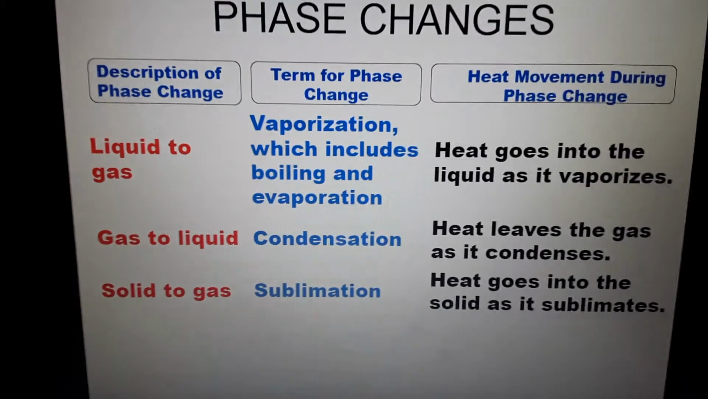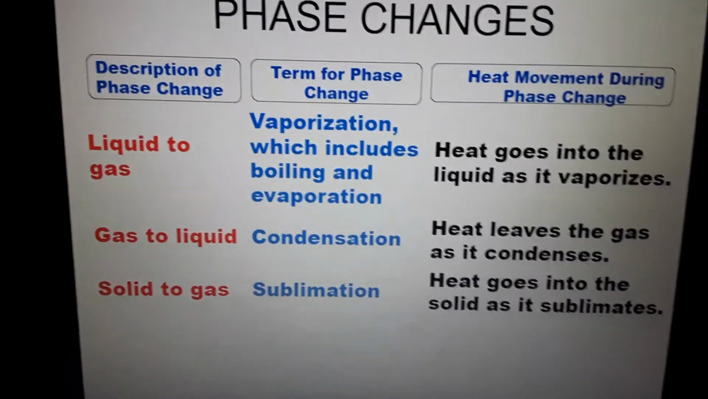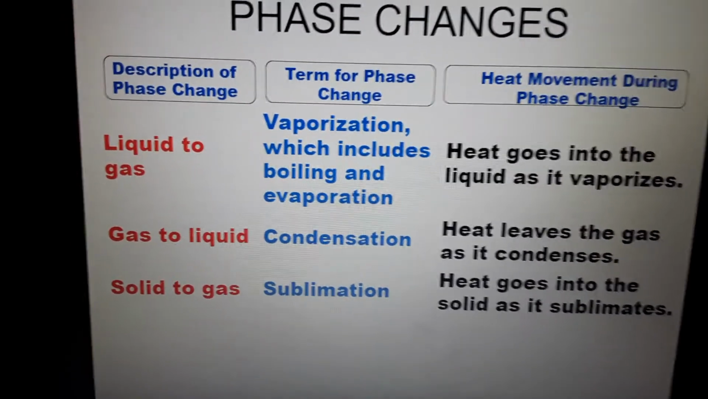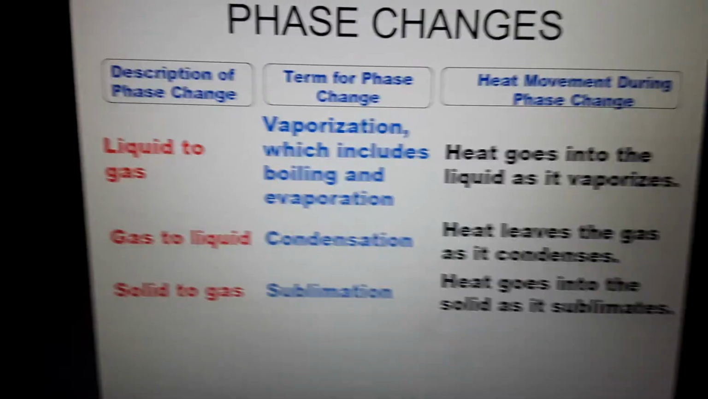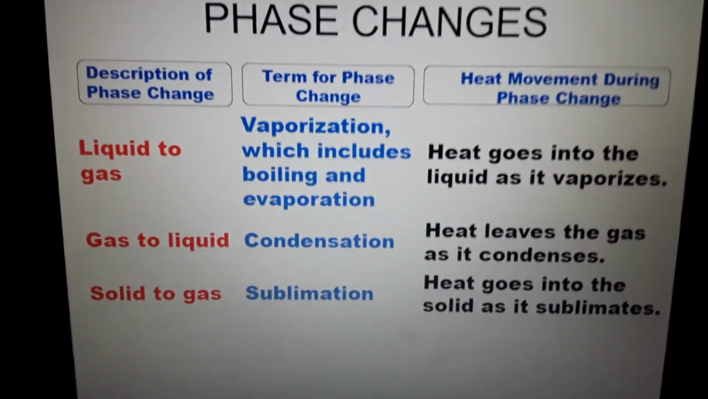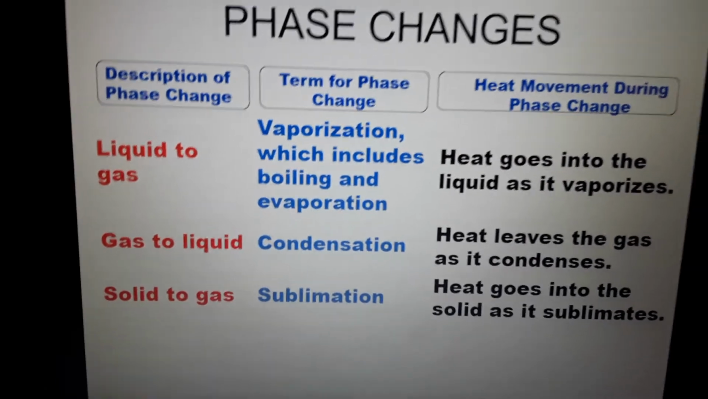So it does happen. Again, make sure you're familiar with the states of matter, just the first three: solid, liquids, and gas. Make sure you're familiar with how they change, what's going on in terms of heat, and you should be good to go.